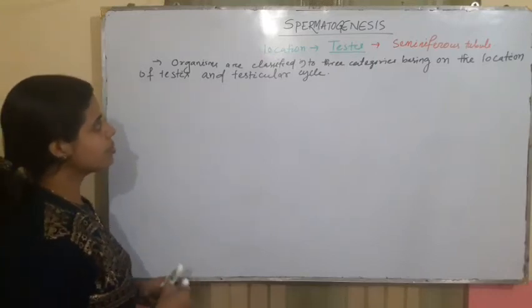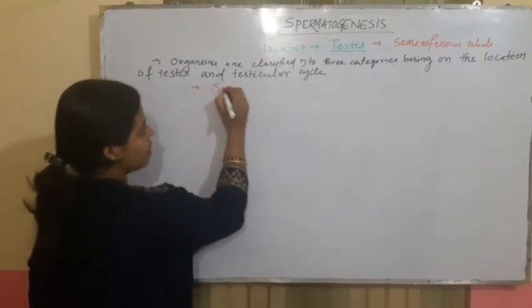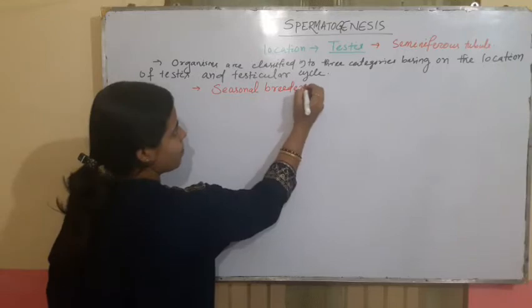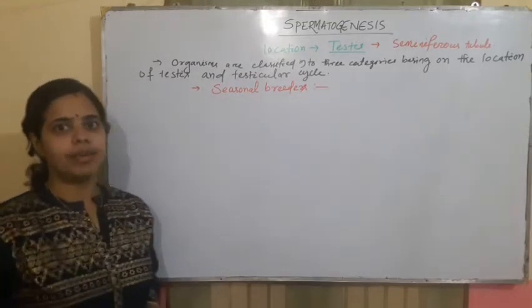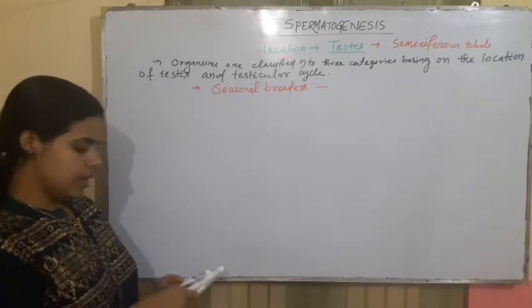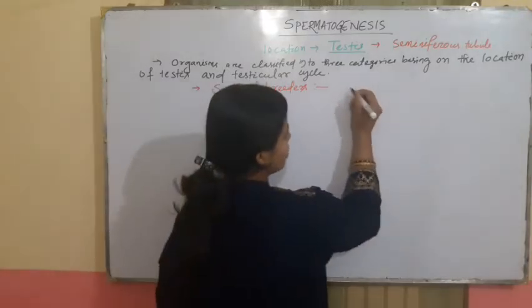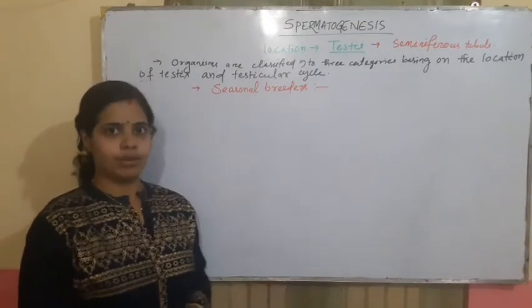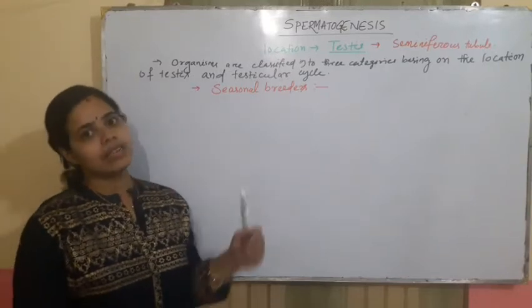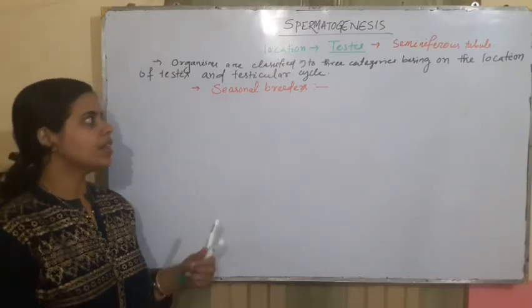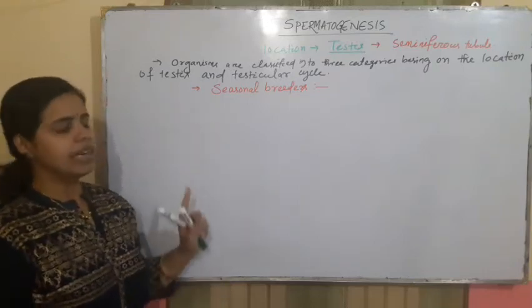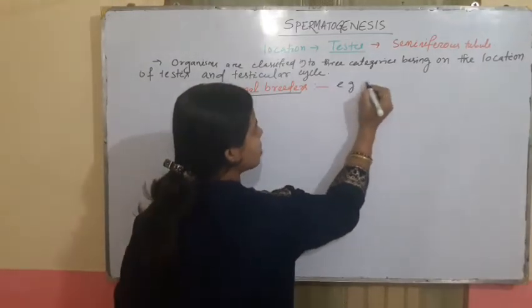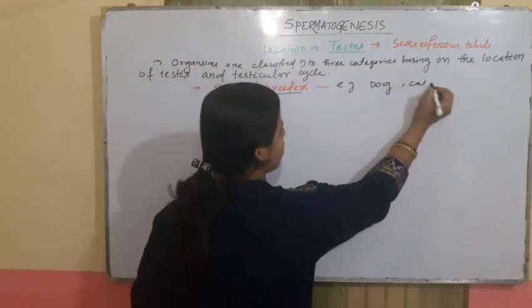What are those? Some organisms are seasonal breeders. That means they undergo the breeding process seasonally. The breeding process means the reproductive phase. They undergo reproduction seasonally, so they are called seasonal breeders. Examples are dog, cat, and so on.